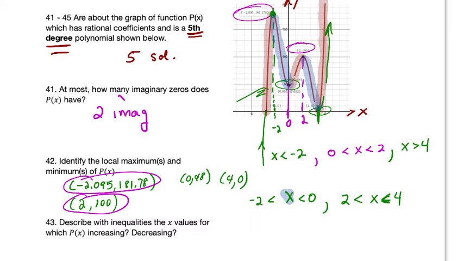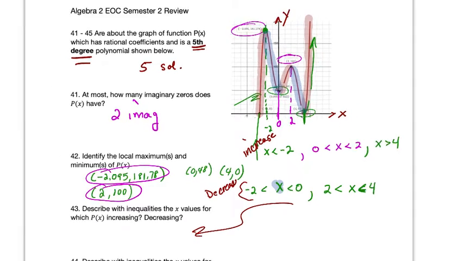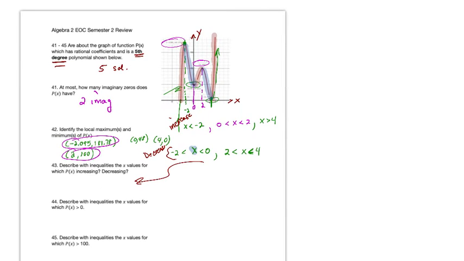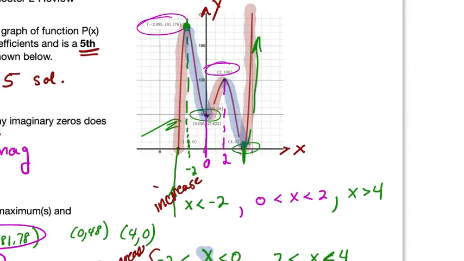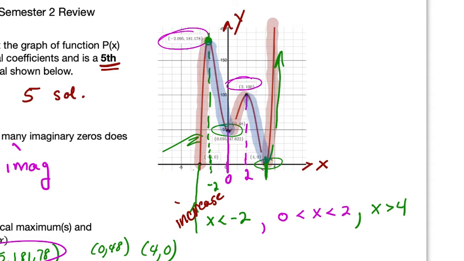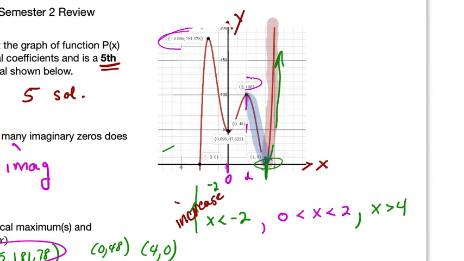So this is our increasing intervals, and this right here, those are our decreasing intervals. Should have put them down there where it's asking the question. Let's see here, number 4: describe with inequalities the x values for which p of x is greater than 0. So I'm going to erase a little bit of this, and then we'll try and figure out where it is greater than 0.